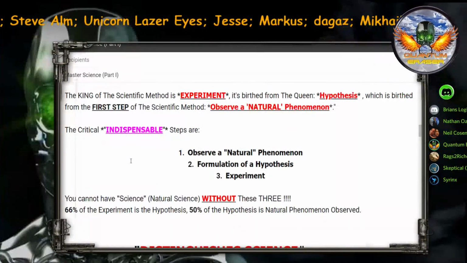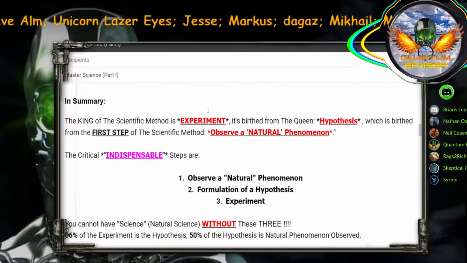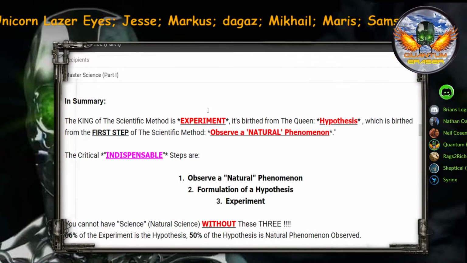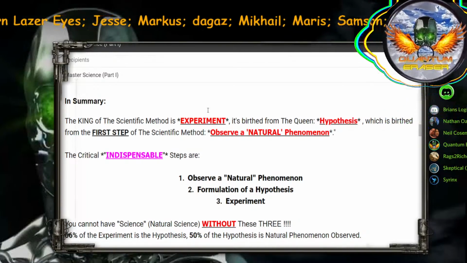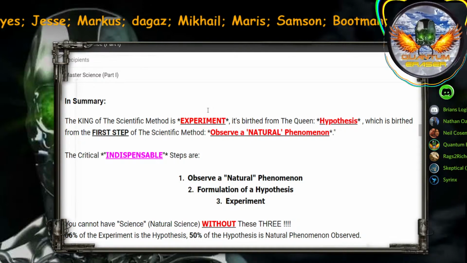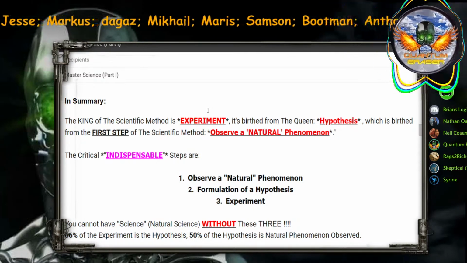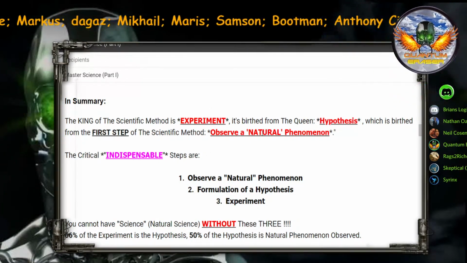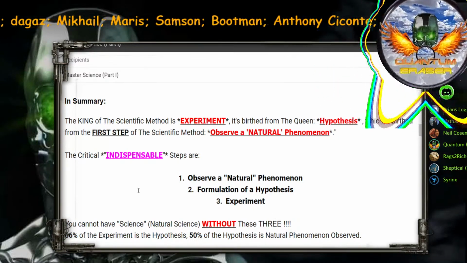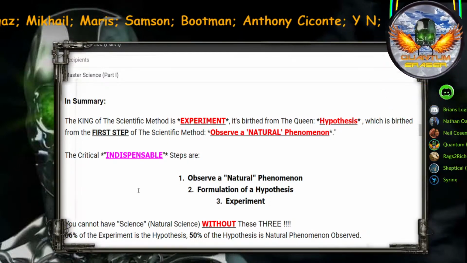In summary, the king of the scientific method is experiment. It's birthed from the queen, hypothesis, which is birthed from the first step of the scientific method, observe a natural phenomena. As I said, the critical, indispensable steps are: one, observe a natural phenomena; two, formulation of a hypothesis; and three, experiment. You cannot have science that is natural science without these three.